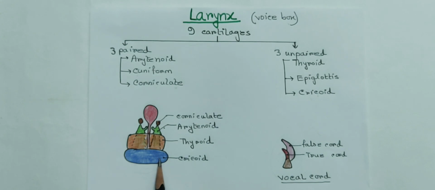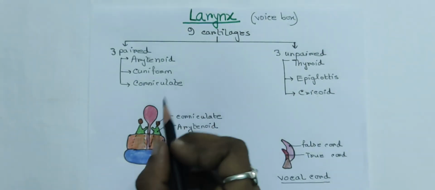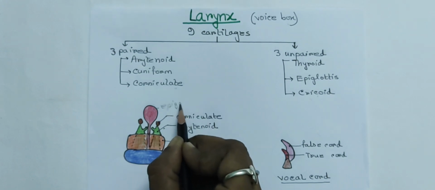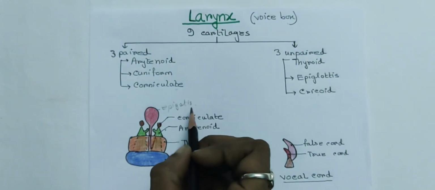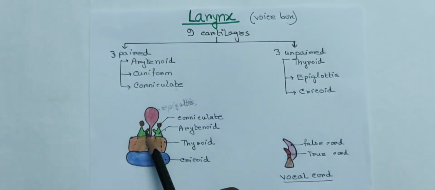This is the cricoid. Above the cricoid there is the thyroid cartilage, and behind the thyroid cartilage there are the arytenoids. From the arytenoid there are also 2 parts. These are the cuneiform. That cuneiform cartilage helps to hold the epiglottis. This is the epiglottis. They help the epiglottis to attach with the cricoid. So their position is like that.